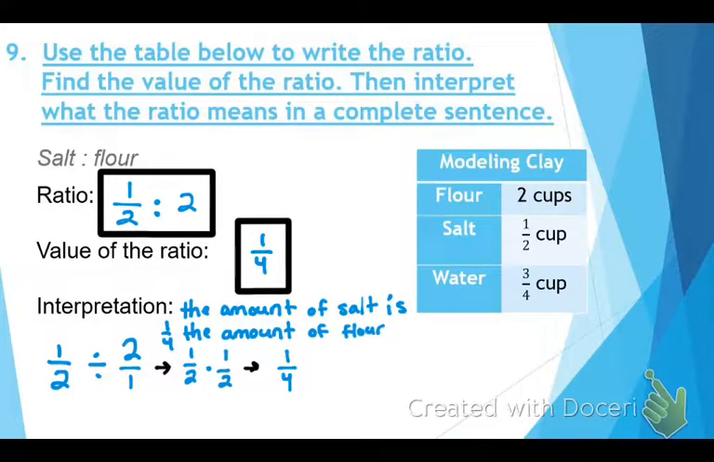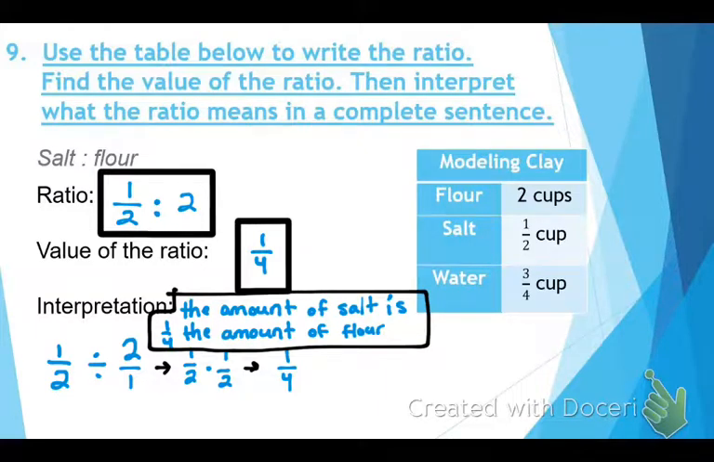So look, this should not be something difficult, but a lot of people really messed up. It's going to say the amount of the first object is, and then whatever we came up with for our value, and then it'll say the amount of whatever the second object is, okay? So that should not be too difficult for us to understand what the interpretation means. So for this, the value is 1/4, which means the amount of salt is 1/4 the amount of flour. Once again, salt came first in our original problem, flour came second. So in our interpretation, salt will still come first and flour will still come second.